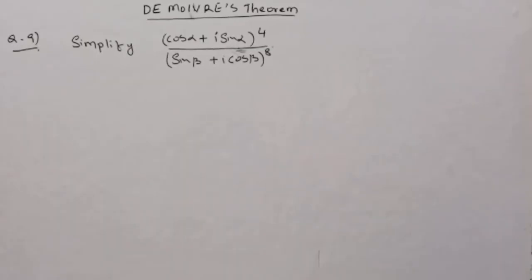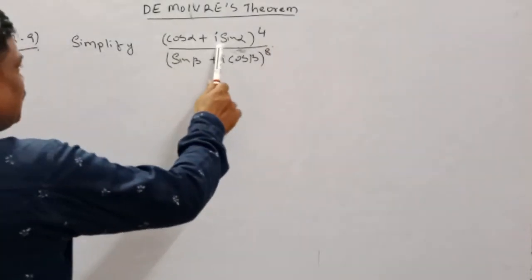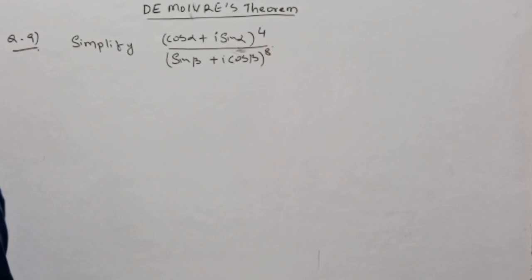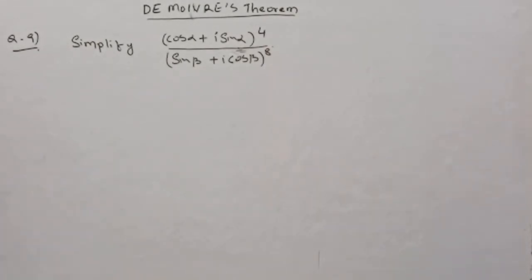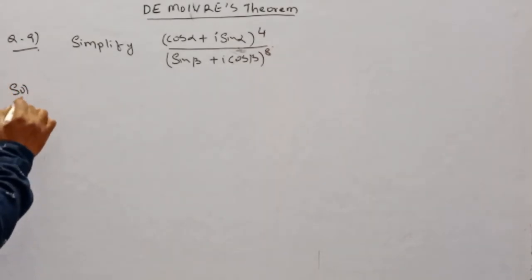Here you see, all of you. Question number 9. Simplify (cos alpha plus i sin alpha) whole power 5 by (sin beta plus i cos beta) whole power 8. We have to simplify this one.